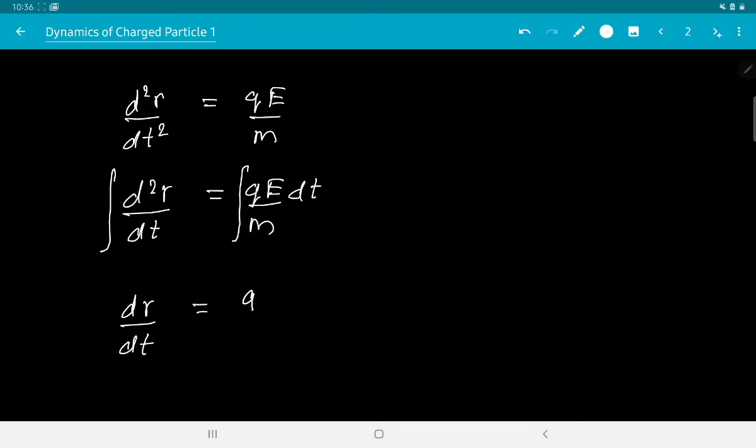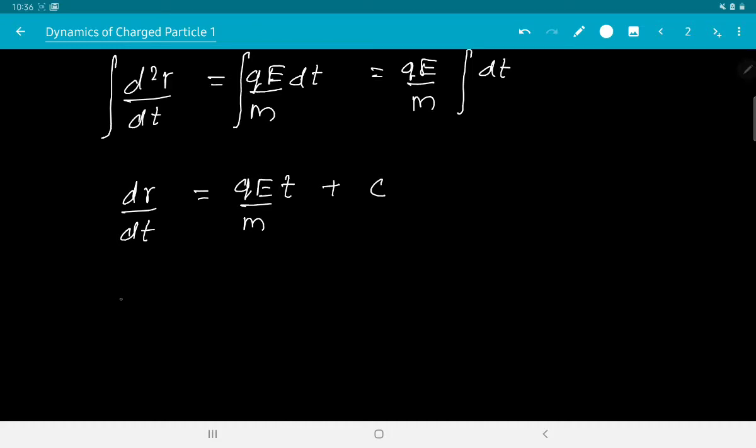Here we will get, on this side, QE by m. Now all these things are constant. The charge of the particle is constant, the electric field as we know is constant, and the mass of the charged particle is also constant. So it will be just integration of dt. So we are going to get QE by m into t plus some constant of integration. We know that this dr by dt is the velocity, so velocity will be equal to QEt by m plus c.